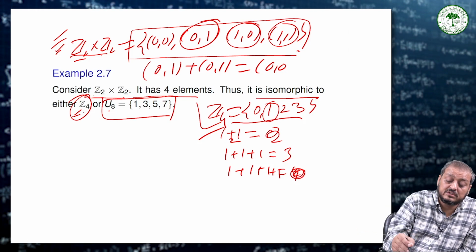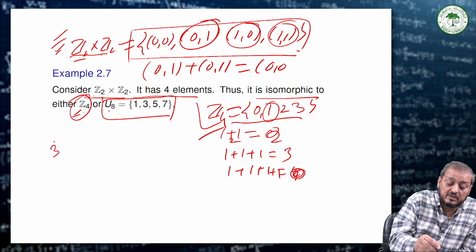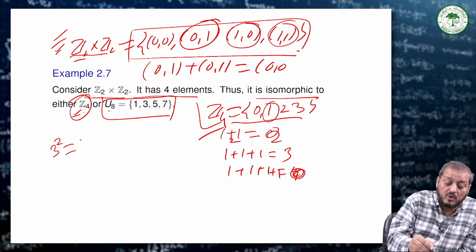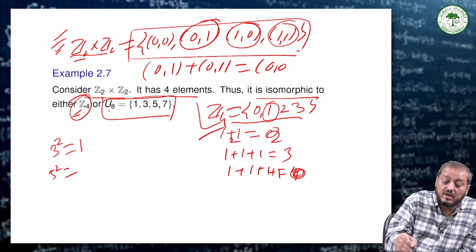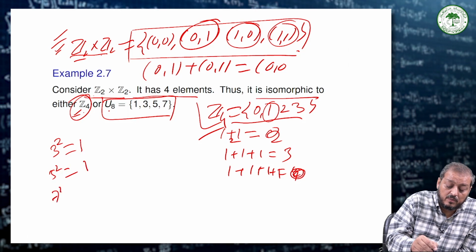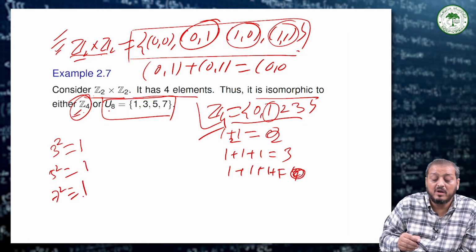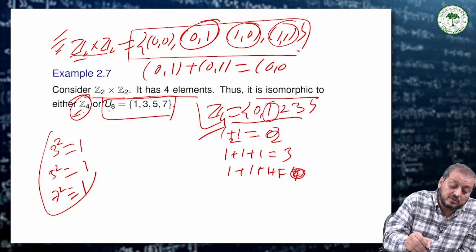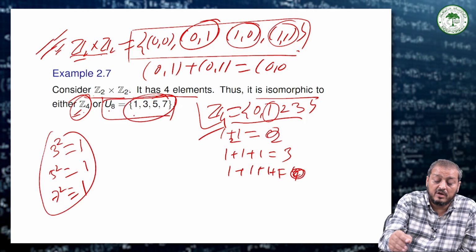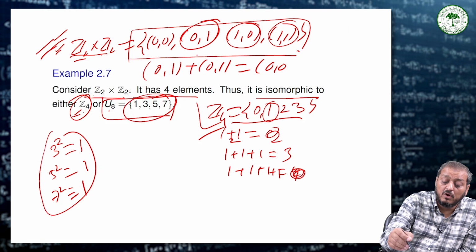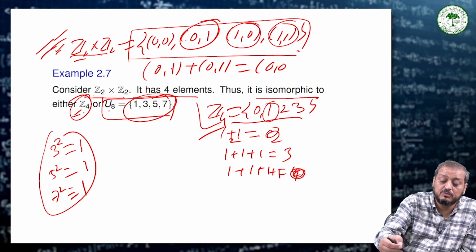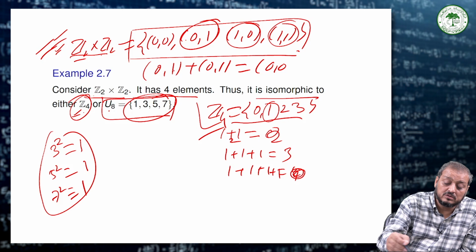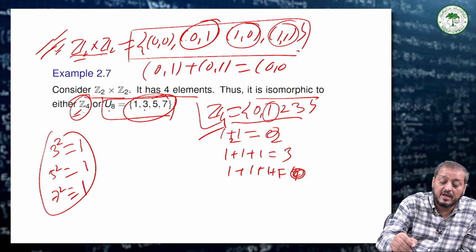Now we have to look at the elements of U8. Now you take 3 squared, which is equal to 1. Now you take 5 squared, which is equal to 1. Now 7 squared is also equal to 1. Every non-identity element of this has order 2, while in Z4 there is an element of order 4. This is a group of order 4, and both are non-cyclic groups.